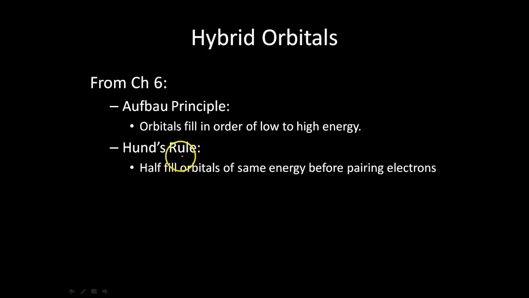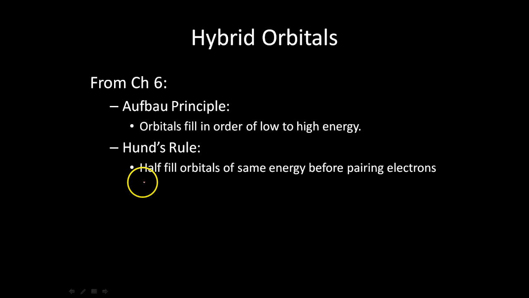Recall from chapter 6 that we talked about a couple of principles for quantum numbers. One of them was Aufbau's principle, which described orbitals being filled in order of low to high energy. So that's the reason why we have the order of the 1s2, 2s2 electron configurations.